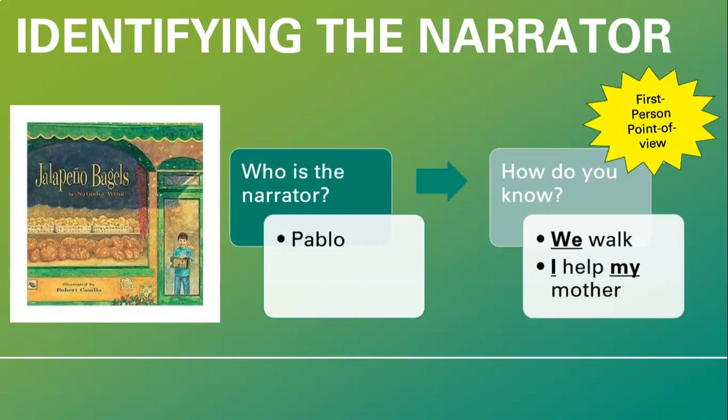We know what Pablo knows because he is telling us, but we don't know what's going on inside his mother's thoughts or his dad's thoughts. So we identify this narrator as a first person point of view. All right. Let's look at another example.